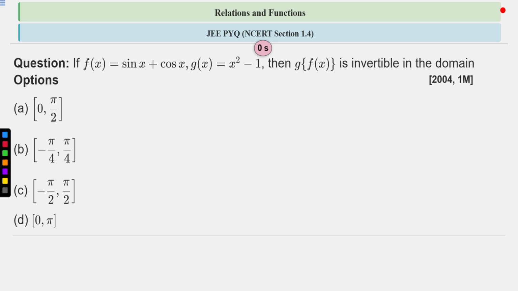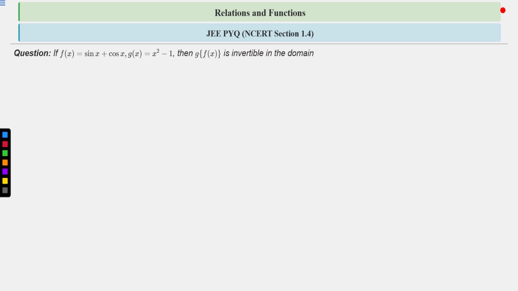Okay, let us move to the solution part. Option B is the correct one, right? Option B, minus pi by 4 to pi by 4, is the correct answer.